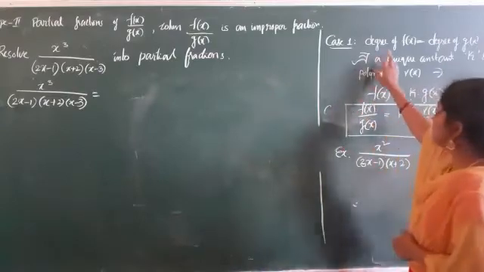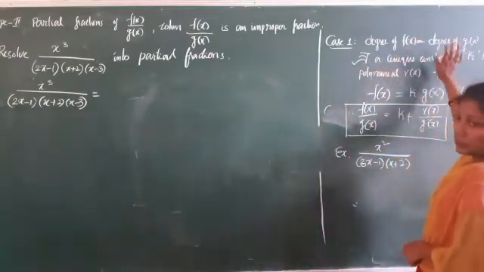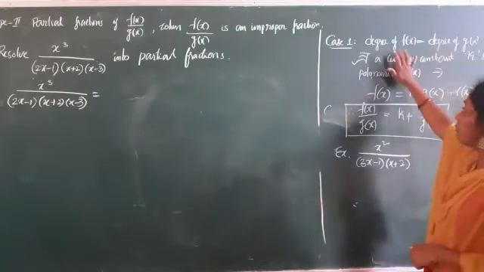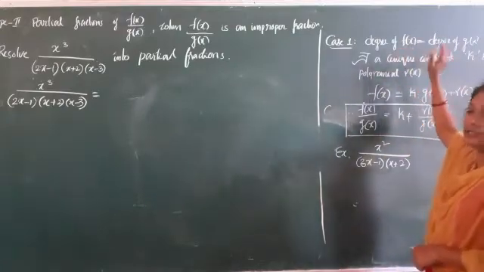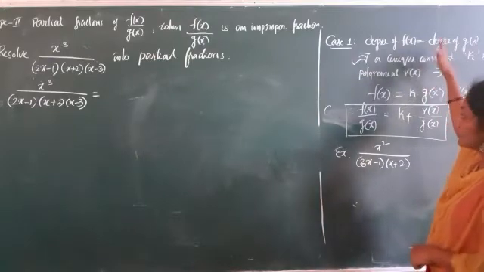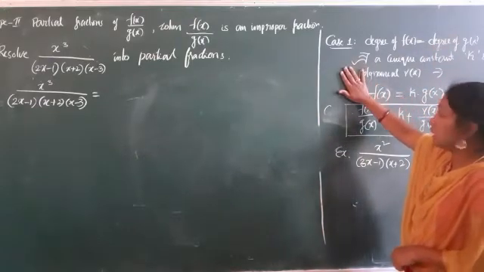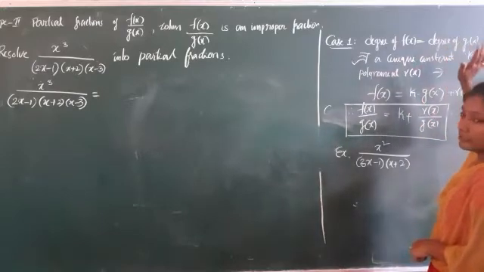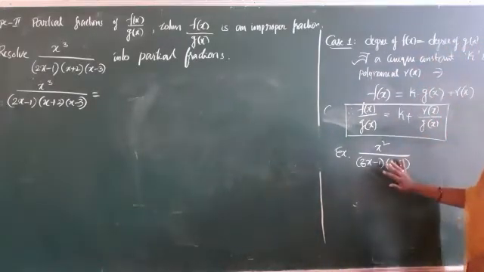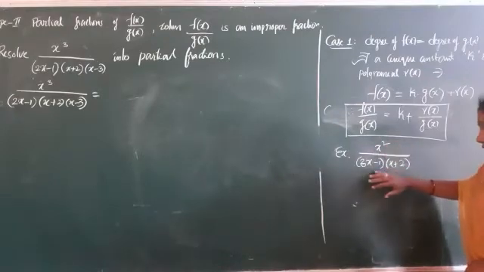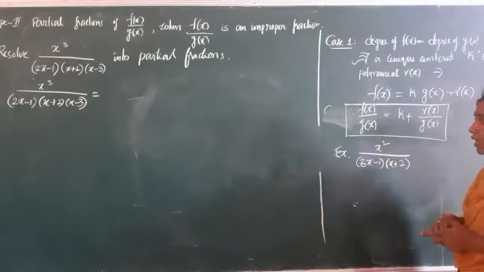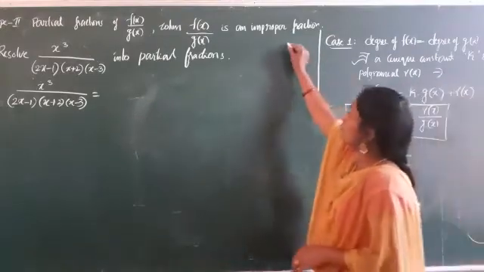One is the degree of the numerator is equal to the degree of the denominator, and case 2 is the degree of the numerator is greater than the degree of the denominator. Okay, first let us see case 1. Degree of f of x is equal to degree of g of x. I am considering an example here: x squared by (3x minus 1) into (x plus 2). Then generally, how do you do the division?